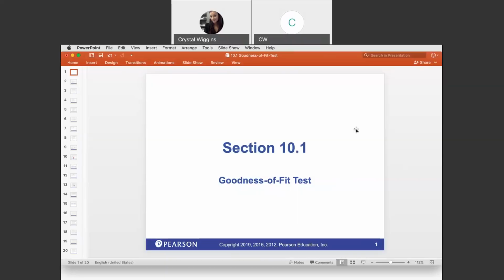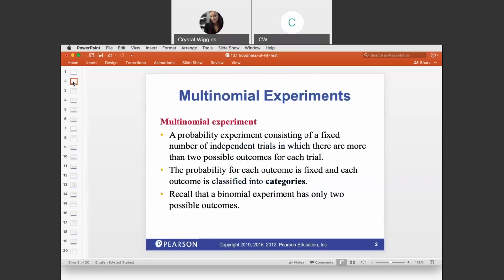Let's discuss the goodness of fit test. So a multinomial experiment is a probability experiment consisting of a fixed number of independent trials in which there are more than two possible outcomes for each trial, unlike the binomial experiment, which we know "bi" is referring to two and only produces successes and failures. The probability for each outcome is fixed, and each outcome is classified into categories.